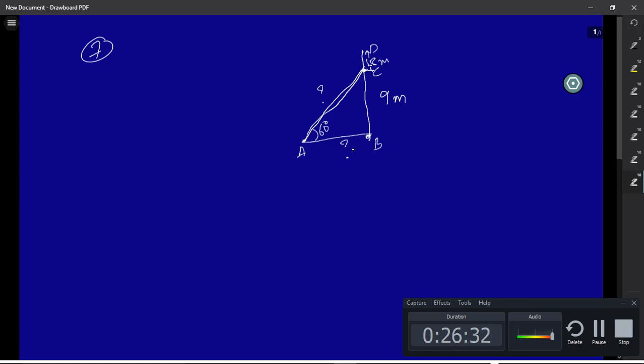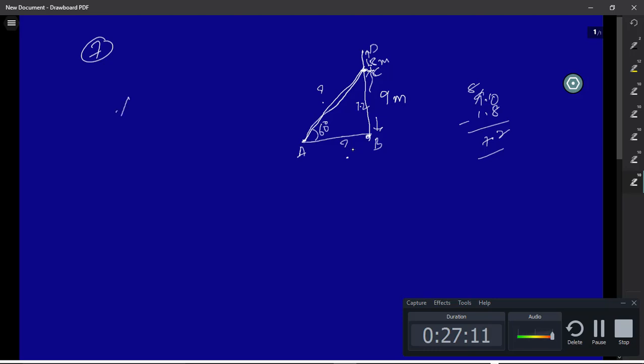So from the diagram we see that there is a 9 meter high electric pole, but to fix the connection, this guy needs to come down 1.8 meters. So now this BC would be 9 minus 1.8, because this complete pole BD is 9 meters. Now this guy is coming down 1.8 meters, so I'll subtract 1.8. So BC should be 7.2.